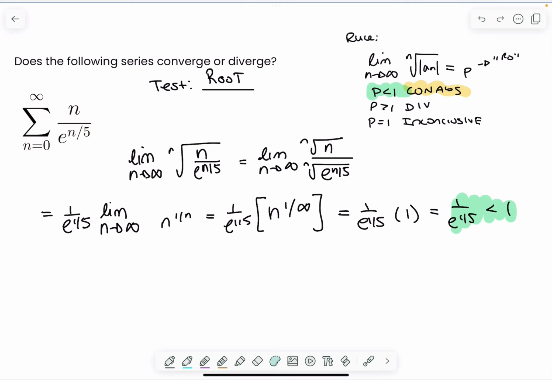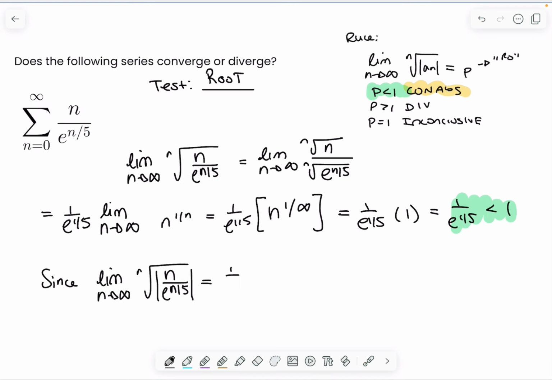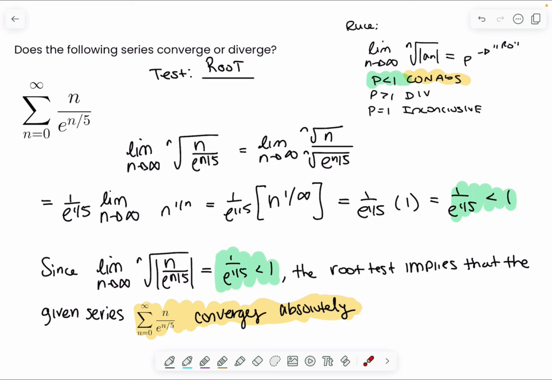So for our conclusion, we're going to say since, and then we're going to write the first limit that we wrote down, and we know that's equal to 1 over e to the 1/5. We know that's less than 1. The root test implies that the given series converges absolutely, but they didn't ask us if the series converged absolutely. They asked us if the series converged or diverged, period.